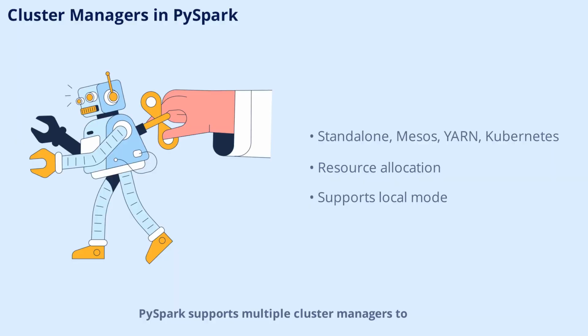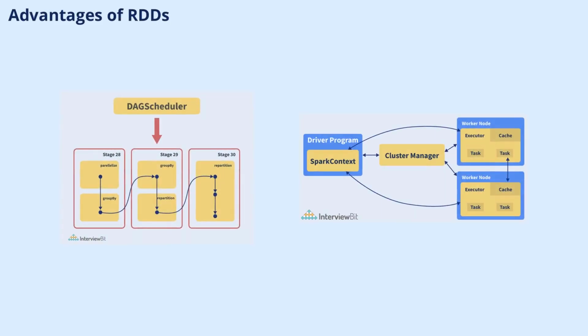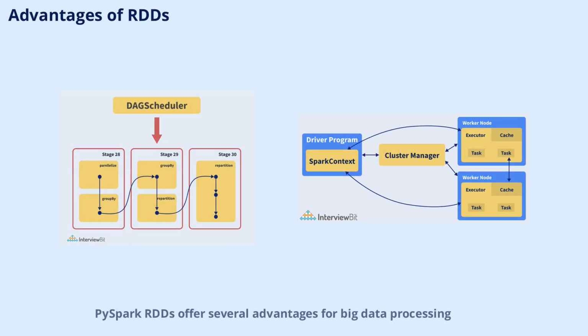PySpark supports multiple cluster managers to allocate resources and manage distributed execution. The main types include standalone, Apache Mesos, Hadoop YARN, Kubernetes, and local mode for development. The cluster manager assigns memory and CPU resources to worker nodes, ensuring efficient execution of Spark jobs. Choosing the right cluster manager depends on your infrastructure and scalability needs, but PySpark's flexibility makes it suitable for a wide range of environments.